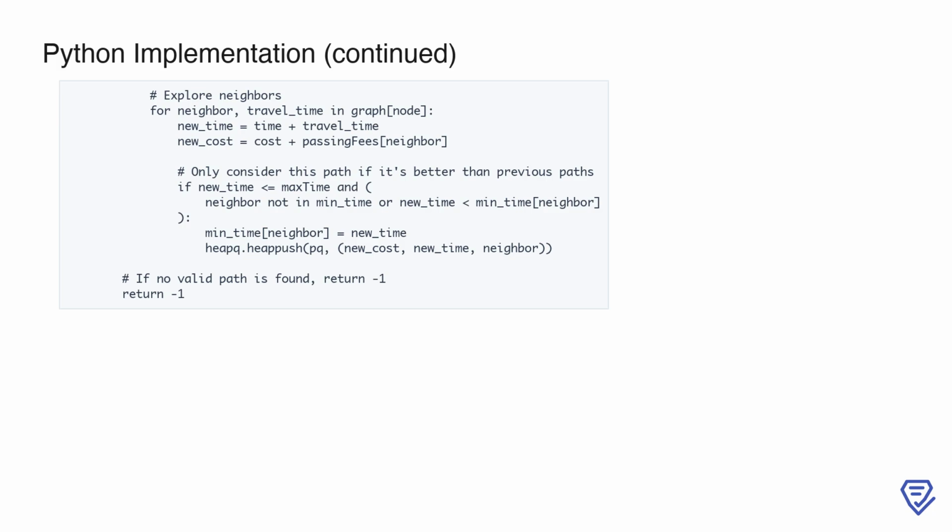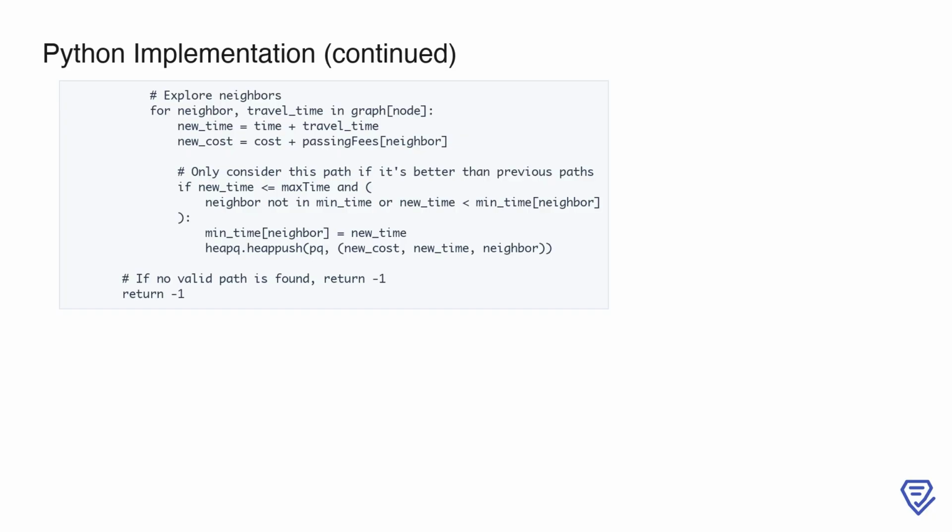To ensure we're only considering valid paths, we check if the new time is within the max time and if this path offers a faster time to reach the neighbor compared to any previously explored paths. If these conditions are satisfied, we update the min_time for the neighbor and push the new path, represented by the tuple new_cost, new_time, neighbor, into the priority queue for further exploration.